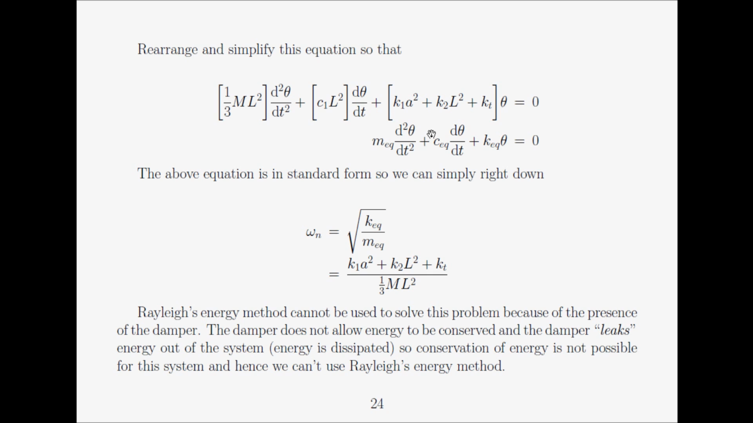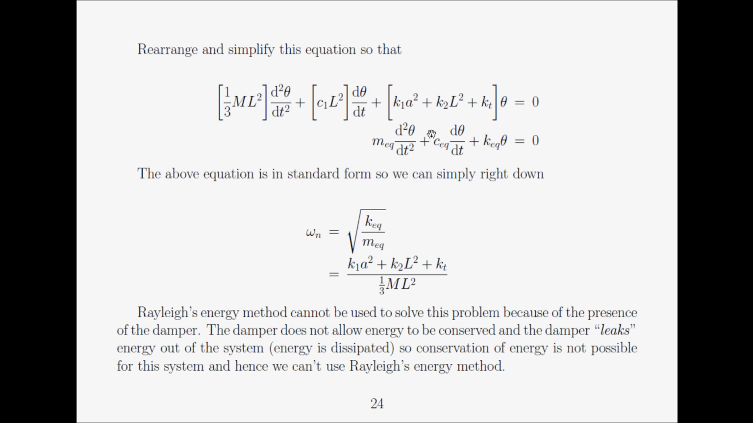The final component to this particular problem was the query of whether we could use Rayleigh's energy method, and the answer is no. The reason for this is because of the presence of the damper. The damper in a particular system dissipates energy, and therefore energy in inverted commas leaks out of the system.